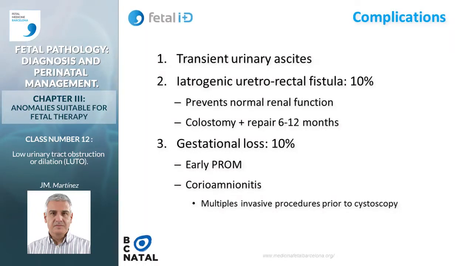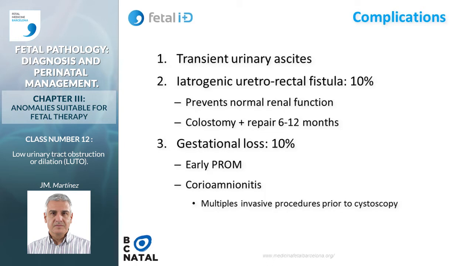Which are the expected complications of this procedure? Transient urinary ascites, always due to the hole made in the abdominal wall, and bladder due to the trocar of the endoscopic procedure, is transient and in 10 to 14 days should disappear. In some cases, we shall have an iatrogenic ureterorectal fistula, which is estimated in 10% due to the direct lesion with the laser in nearby structures. It has occurred in 2 cases out of 20. The baby needed posteriorly a colostomy with repair at 6 to 12 months, but the renal function was normal throughout the pregnancy, and we could prevent the anhydramnios.